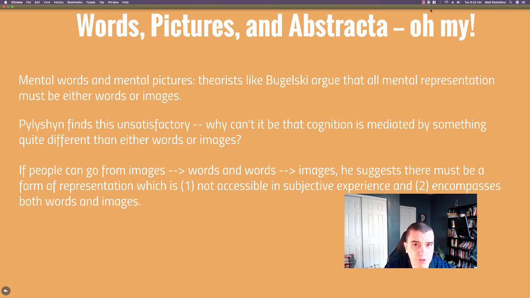Plisson thinks this is unsatisfactory. And in part, I think a key point here is that he thinks we might represent both of those things, but there's something even more basic or perhaps more primitive than either words or images. And indeed, he thinks this is necessary if people can switch between the two. If you can go from images to words or words to images, he thinks there must be a form of representation which is not accessible in subjective experience. So that's the reason we don't have conscious access to it, and subjects won't report it in studies, but it encompasses both words and images and allows for translation between the two.